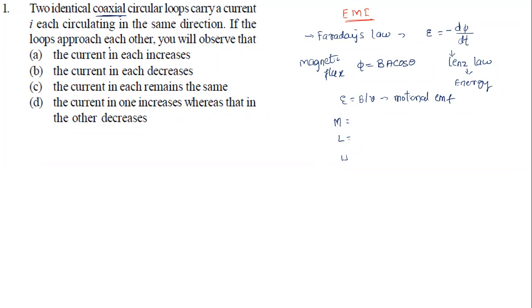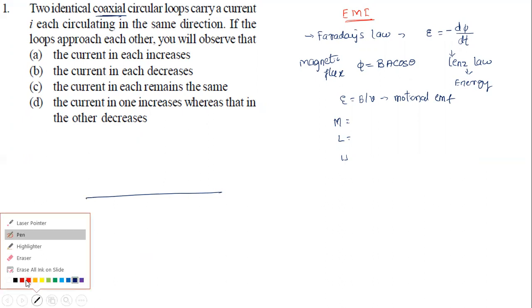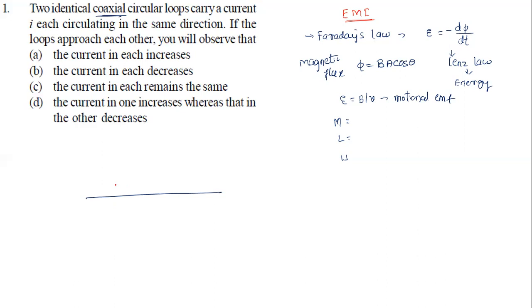If the loops approach each other, you will observe what? Let us have coaxial, means same axis. We're going to have two identical circular loops. So first loop, and there's a second loop. These are two coaxial loops. This is the center, let's say O1, and this is the center, let's say O2. So both are on the same axis, right? That's what we call coaxial.